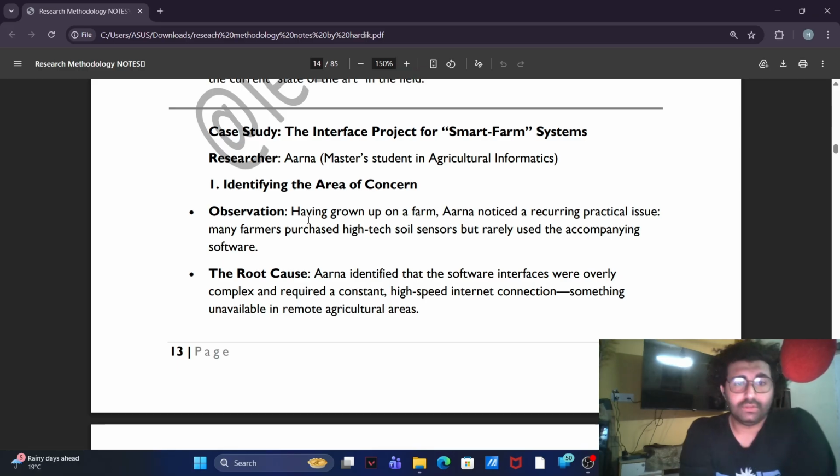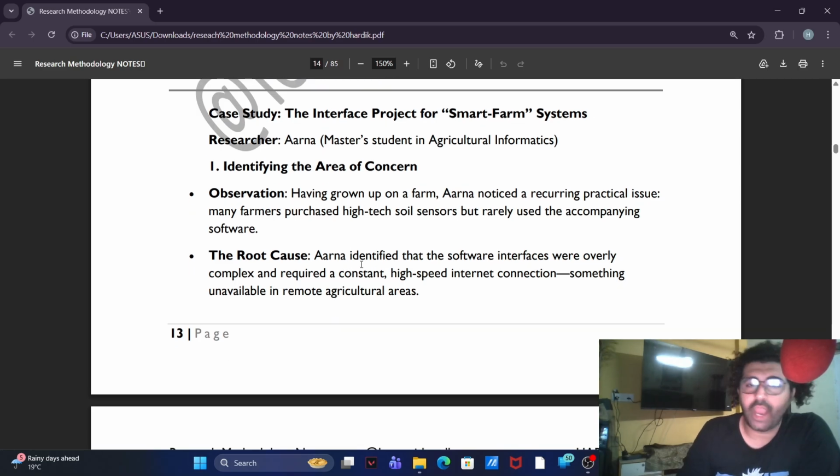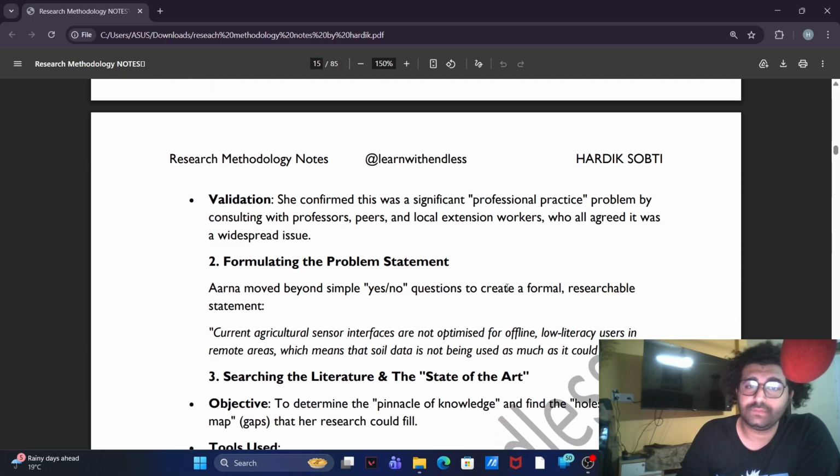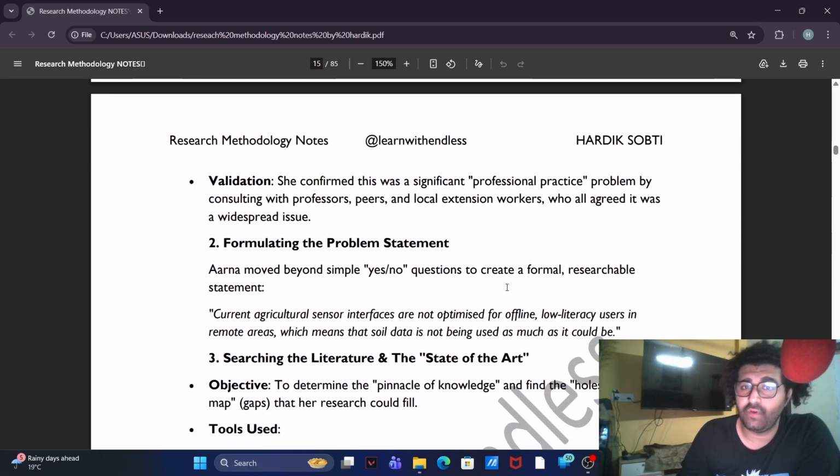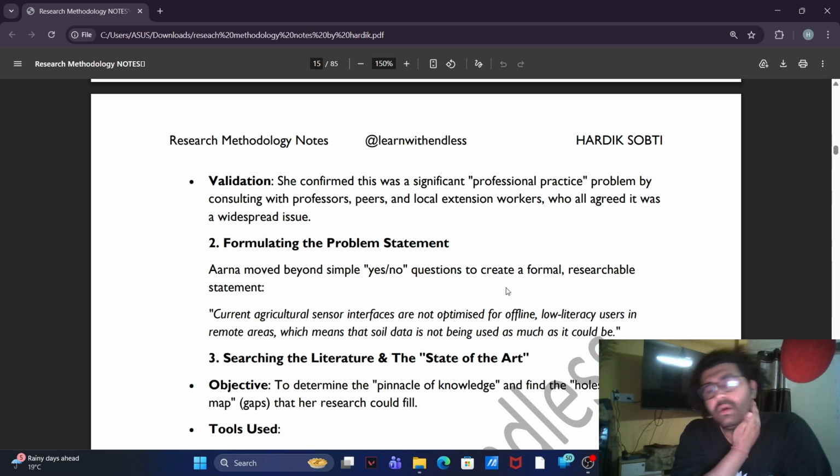Identify the area of concern. Observation: having grown up on a farm, Anna noticed a recurring practical issue. Many farmers purchase high-tech soil sensors, but rarely use the accompanying software. The root cause Anna identified was that the software interfaces were overly complex and required a constant high-speed internet connection, something unavailable in remote agricultural areas. She reached a validation. She confirmed that this was a significant professional practice problem by consulting with her professor, peers, and local extension workers, who all agreed it was a widespread issue.